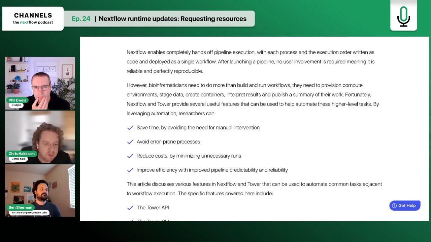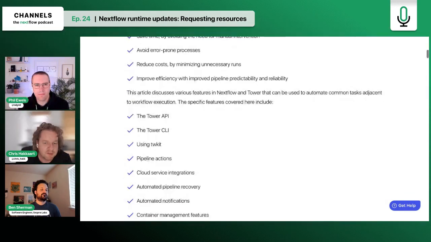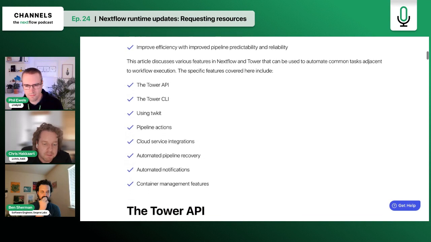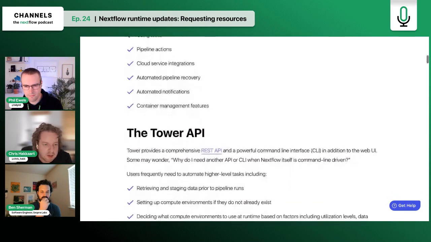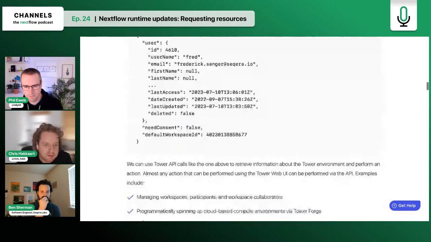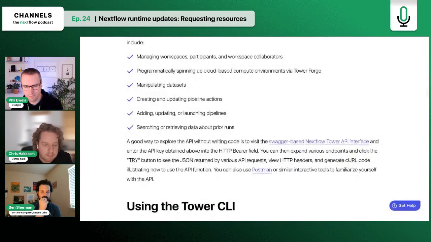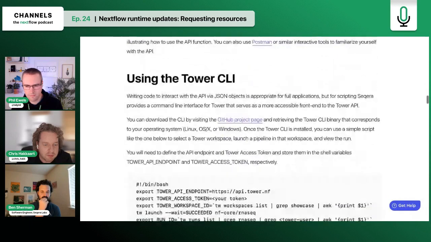What this blog post does is walk you through a few different features of Nextflow and Tower that can help you automate those tasks, save yourself a lot of time, prevent mistakes and reduce costs. It outlines things like your Tower API, your Tower CLI, TW kit, pipeline actions, cloud service integrations, automated pipeline recovery, automated notifications, and container management. And like I said, it's actually quite a nice wee read. It takes 5-10 minutes to flick through, with some nice code snippets in there as well. So if that sounds interesting, you can jump through that as well.